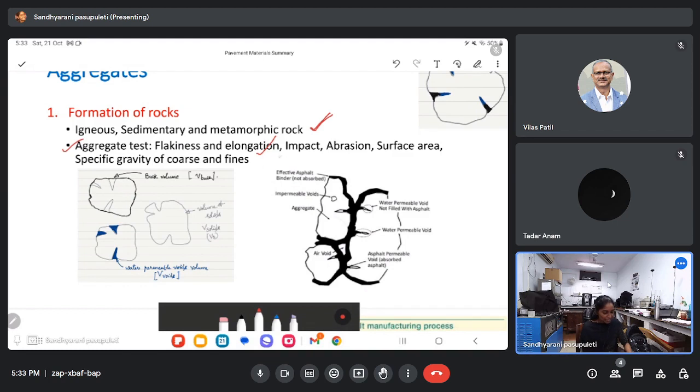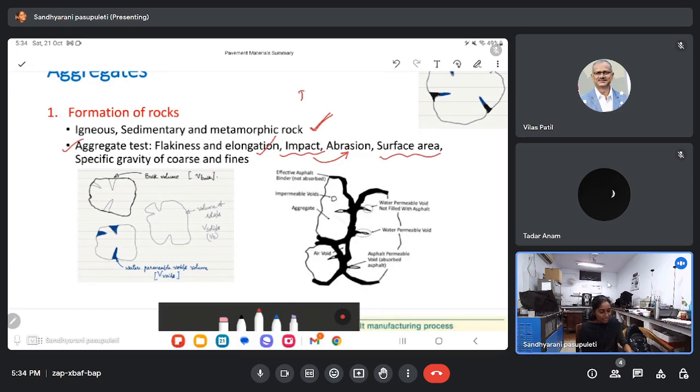To avoid the aggregates being too thin, and also to avoid the crushing of the aggregates, we also performed the impact test and also the abrasion test using Los Angeles abrasion and some other equipment. And we have also determined the surface area of the aggregates. This surface area was calculated to understand the bituminous film thickness. We know that fine aggregates have a higher surface area, thereby requiring a higher amount of binder to coat them. So based upon the surface area, we calculate the bituminous film thickness.